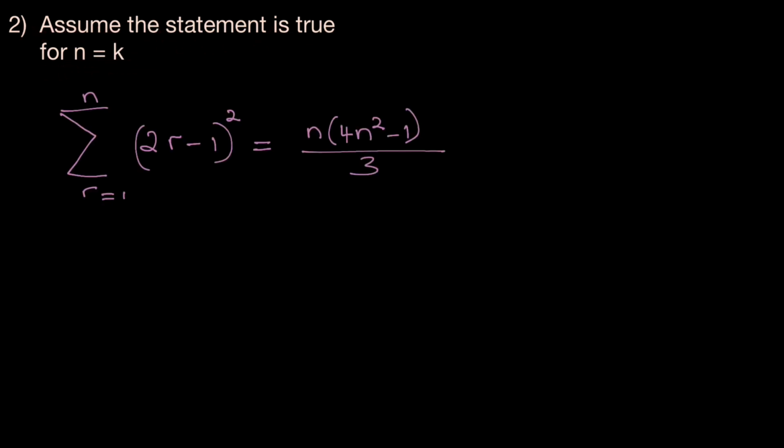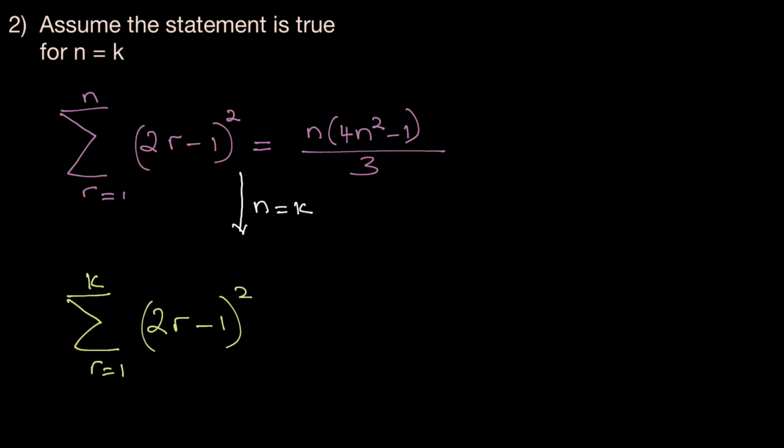Step 2. Assume the statement is true for n equals k. In that case, we would write the equation down again, and we're going to change n to be equal to k, and then transform this equation from n to k. And so the n here is now k, and n here is now k. The reason why we've done this is because we're going to use this equation for step 3. This is when we find the sum from r equals 1 to r equals k.